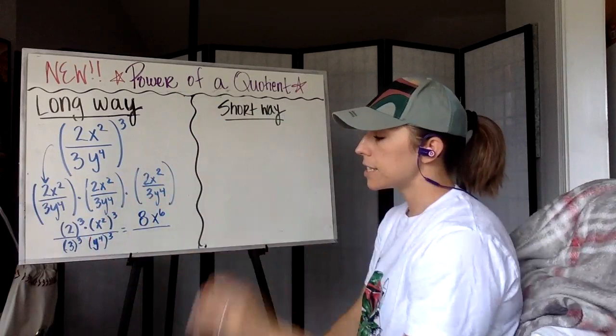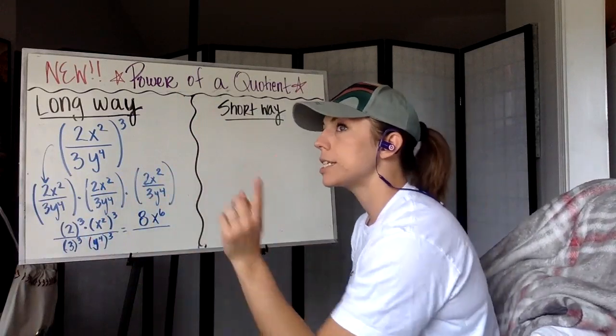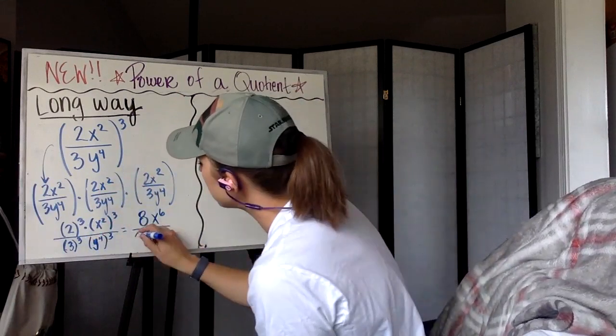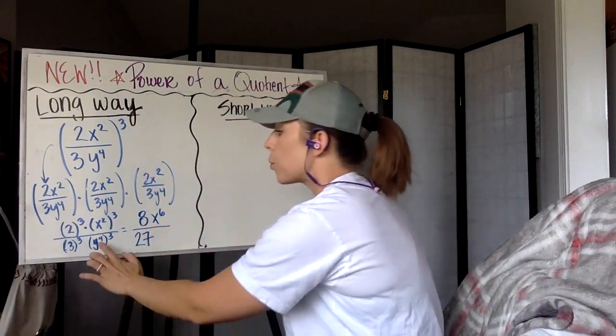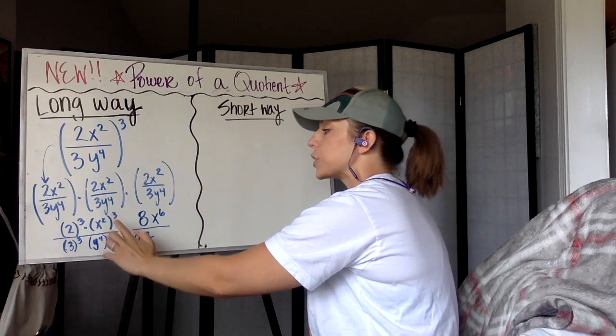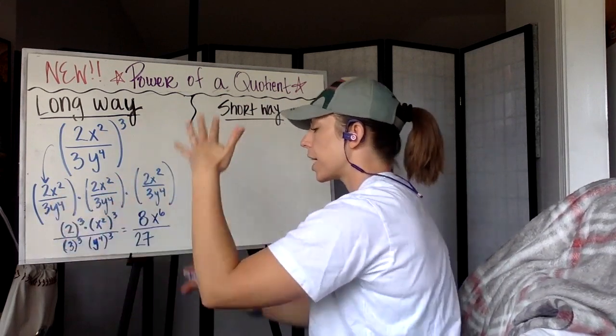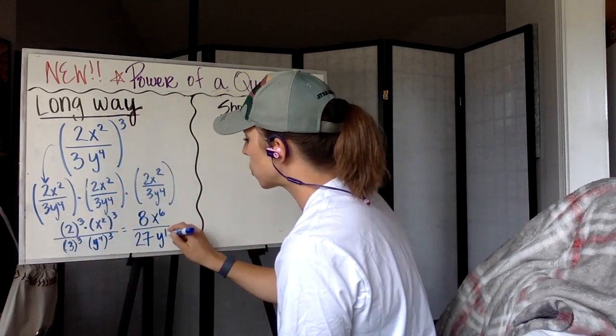That's in the numerator. In the denominator, 3 to the power of 3. Well, 3 times 3 is 9. 9 times 3 is 27. And then y to the 4th to the power of 3, that means 3 groups of 4 y's, or 4 here, 4 there, and 4 there. 4 times 3 is 12.